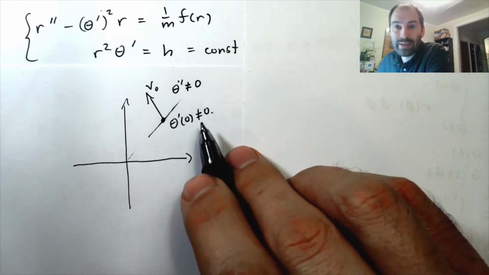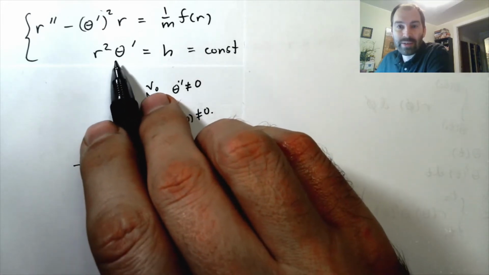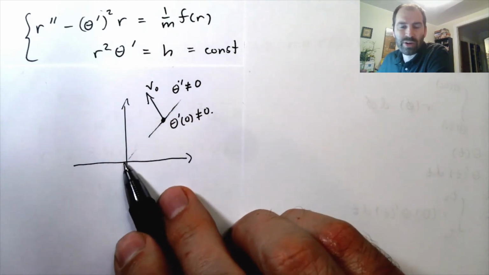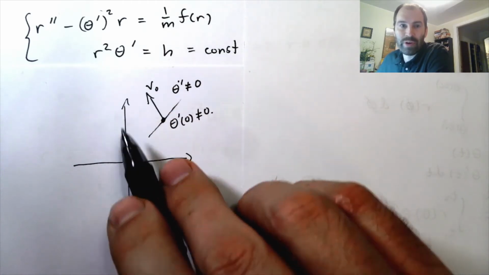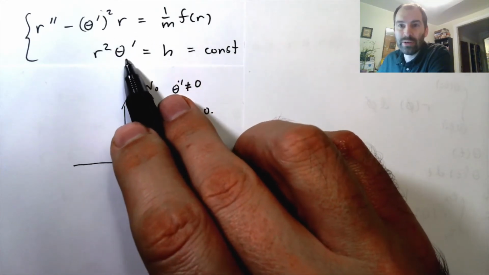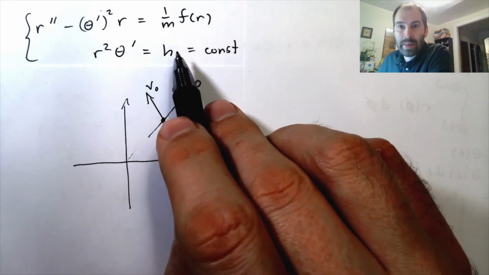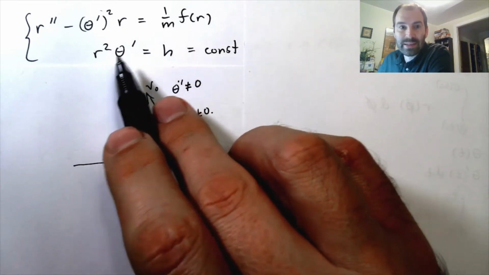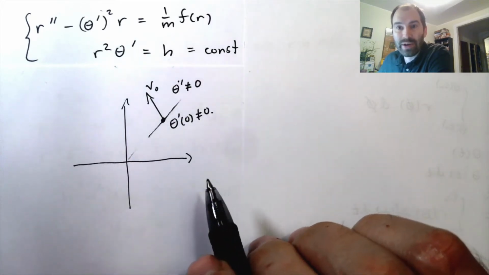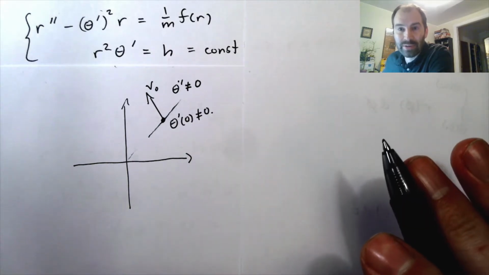Why is that? Well, knowing that it's not equal to 0 at time 0 tells us that r is not 0. We're not going to start at the source of the gravity, because then we're not going to move anywhere. So if theta prime of 0 is not 0, that means the constant is not 0. But if this is a constant for any time, then theta prime can never be 0. Because it's a constant, if it starts out non-zero, it has to stay non-zero.